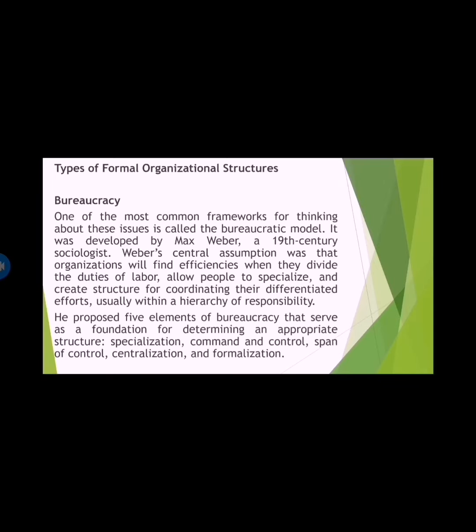Types of formal organizational structures. Bureaucracy. One of the most common frameworks for thinking about this issue is called the bureaucratic model. It was developed by Max Weber, a 19th century sociologist. Weber's central assumption was that organizations will find efficiencies when they divide the duties of labor, allow people to specialize, and create a structure for coordinating their differentiated efforts, usually within a hierarchy of responsibility.